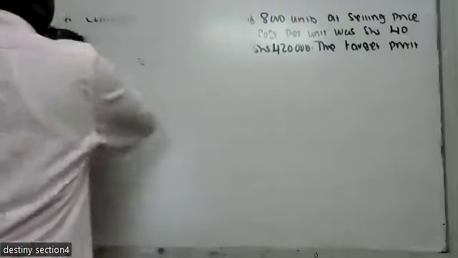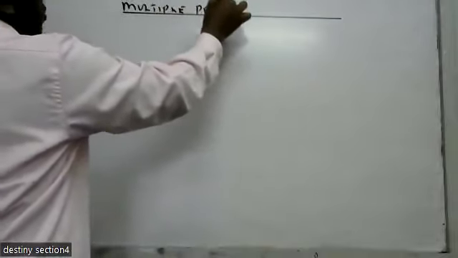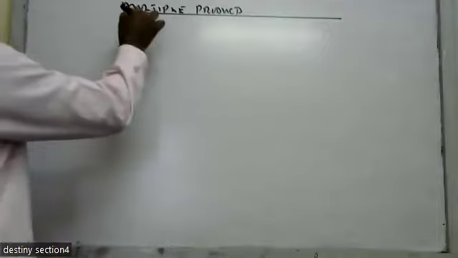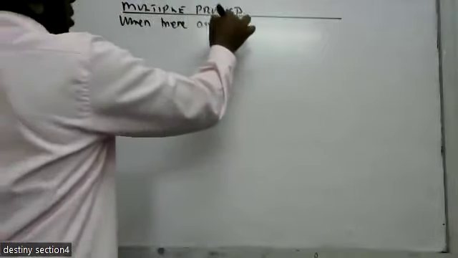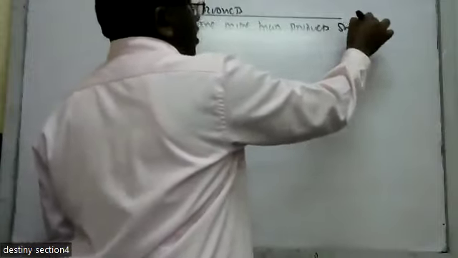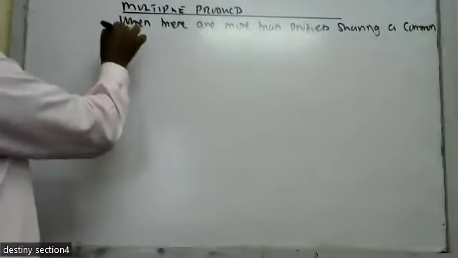So that is when we have just one product. Now multiple products. You come across a case of multiple products when there are more than one product sharing a common fixed cost.